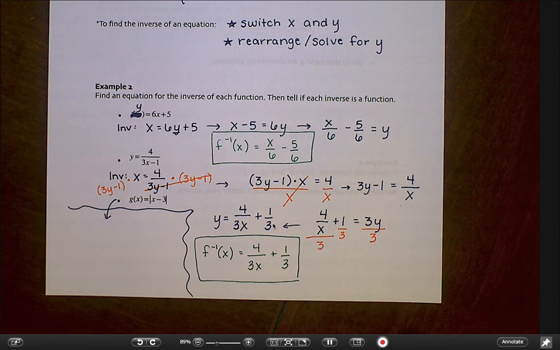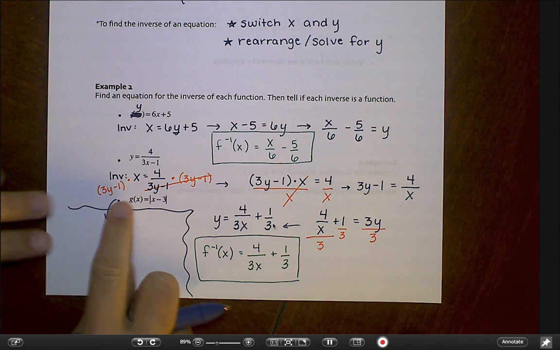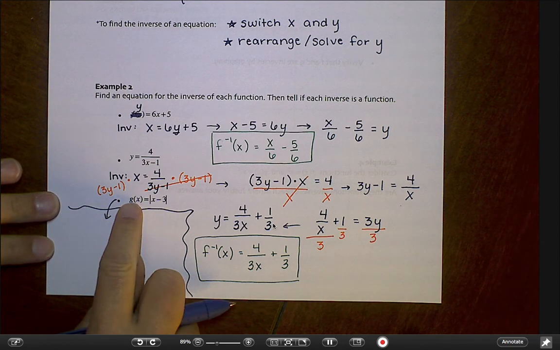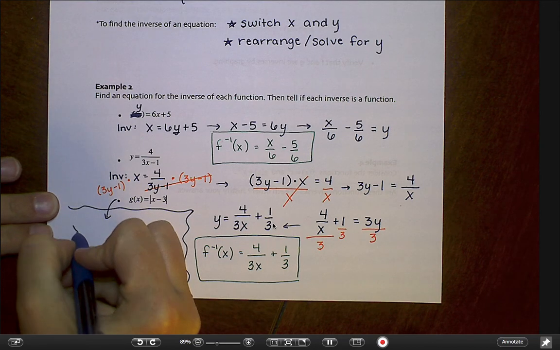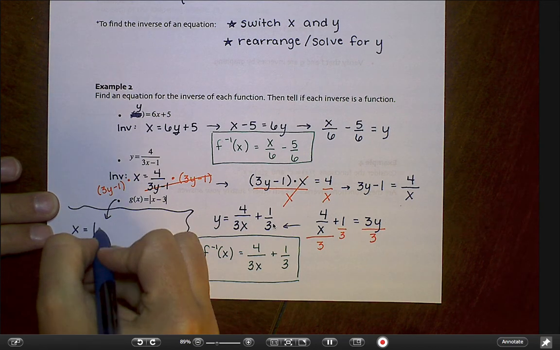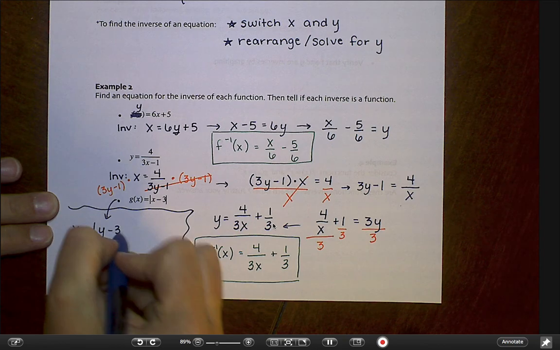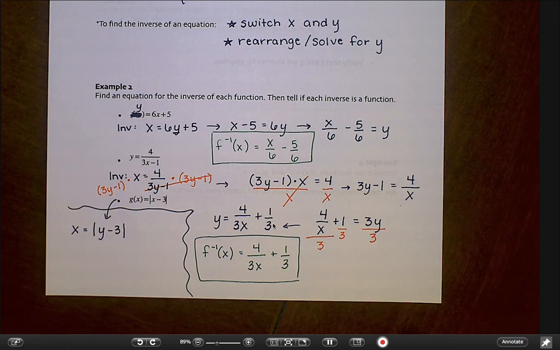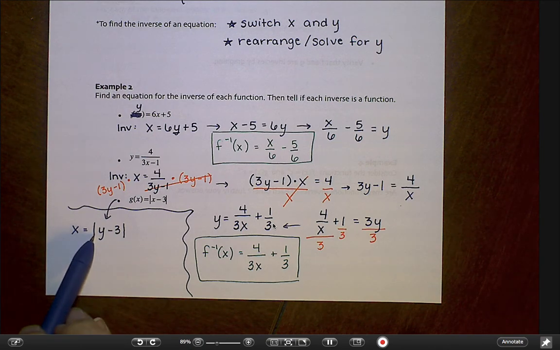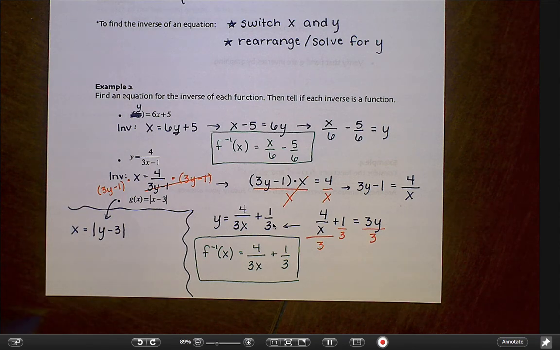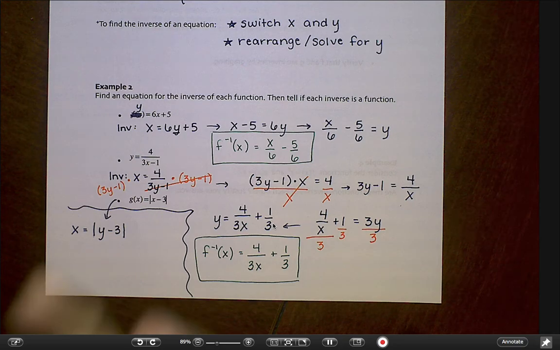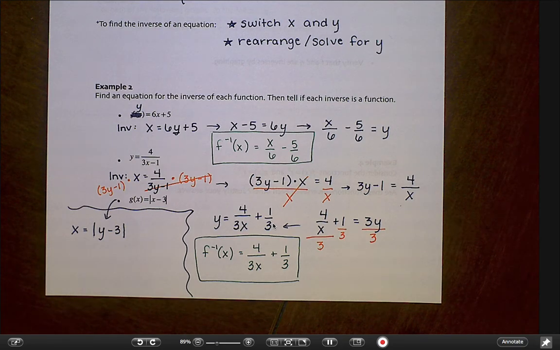So here's my third problem. I'm going to start out by switching x and y. Remember, this is really like y. So I get this. X equals absolute value of y minus 3. And if I were in the classroom with you right now, I would ask you the question, how do I undo absolute value? Well, if you've taken half a second to think about it, I hope you've come to the conclusion that there is no way really to solve or to undo absolute value. Absolute value doesn't have an inverse operation.